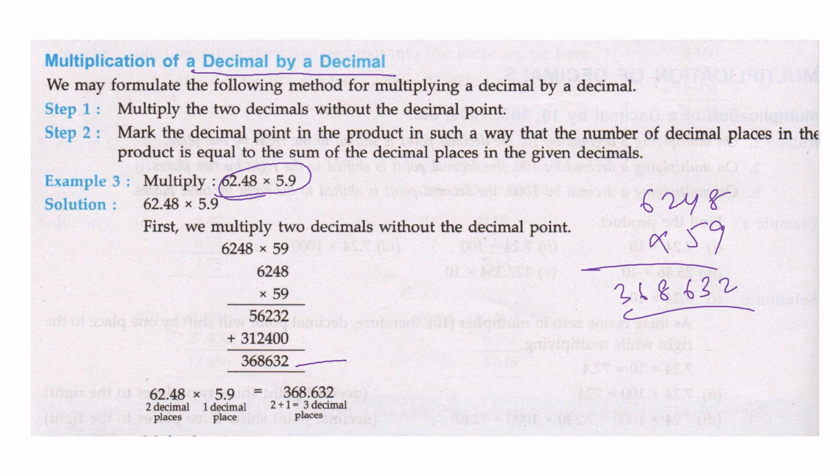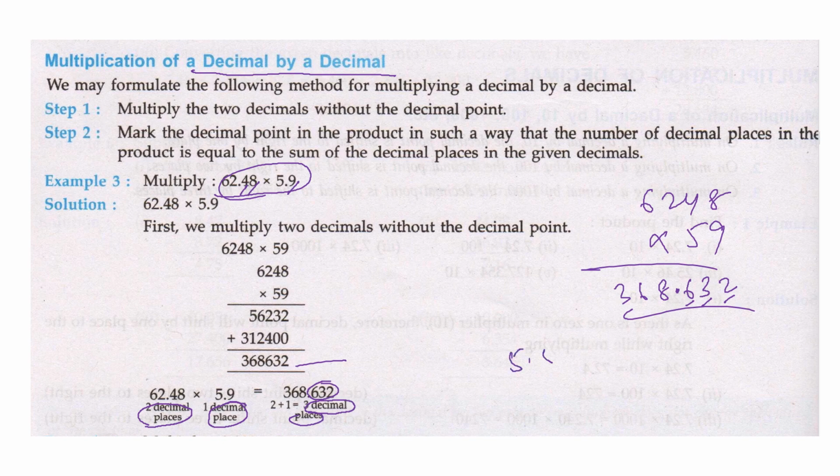Now, how many total digits were there after the decimal? 1, 2, 3. Total 3 digits were there. So from the back you count 1, 2, 3 and put the decimal. That's what they are doing here. Here 2 decimal places were there, here 1 decimal place was there. So the answer should have 3 decimal places, and decimal places are always counted from the back side.